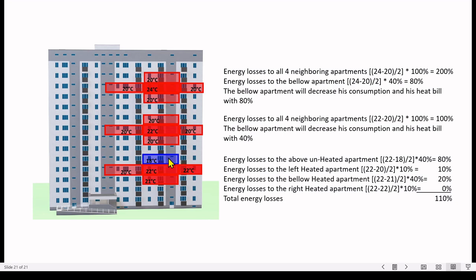And the most complicated case is this one, where we have an unheated apartment above, a 20 degrees apartment to the left, below a 21 degrees apartment, and to the right 22 degrees. Here the energy losses to the above are 80%. Energy losses to the left are 10%. Energy losses to the below are 22 minus 21 divided by 2, which is 20%. And energy losses to the right apartment are 0, because it's the same temperature, and at the same temperature between two apartments there is no thermal flow.